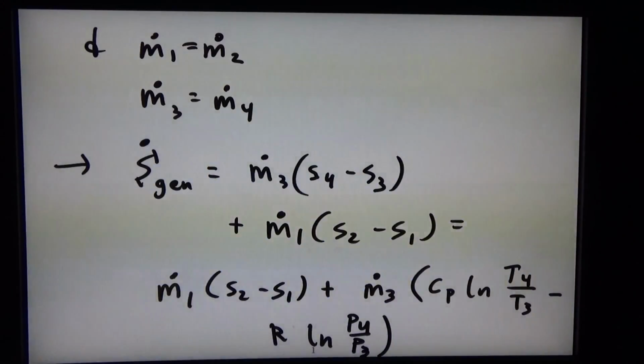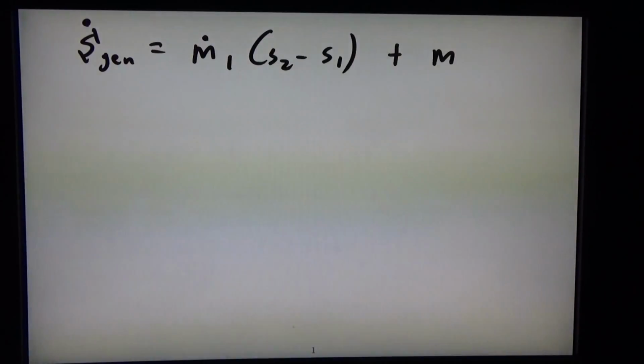And here we notice one thing, that P3 is equal to P4. So here we have natural log of P4 over P3. If P4 is equal to P3, this would be like the natural log of 1. Natural log of 1 is always 0. So this term actually doesn't even contribute at all.